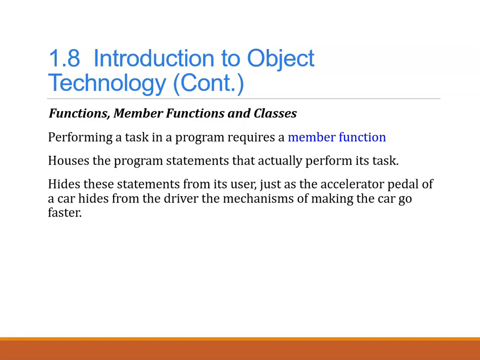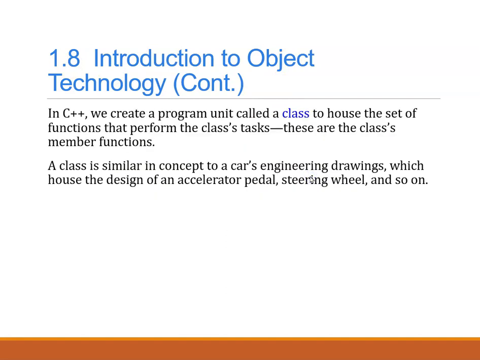Performing a task in a program typically will require a member function or a function. Functions tend to house the program statements that actually perform tasks. They are subroutines. They hide these statements from the user, just as the accelerator pedal of a car hides the mechanisms from the driver. In C++, we create a program unit called a class to house the set of functions that perform the class's tasks. We also house the object's data, or the class's data. These functions are called member functions.